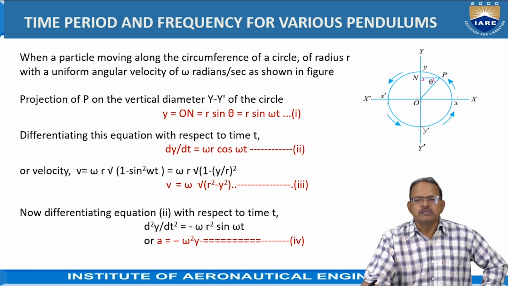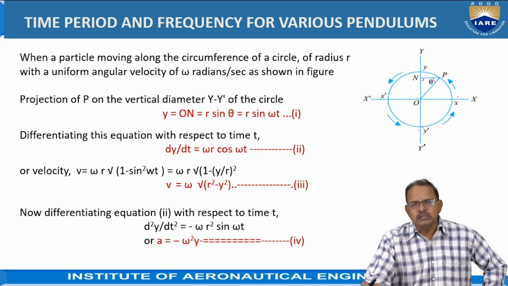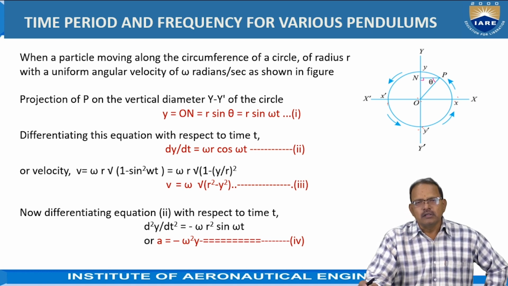Or in other words, when the object is moving along the circumference of the circle for one complete revolution, its projection on the vertical diameter also oscillates one cycle.